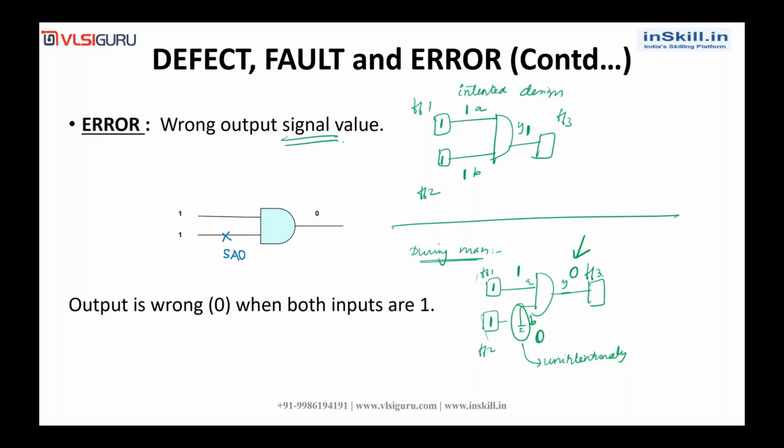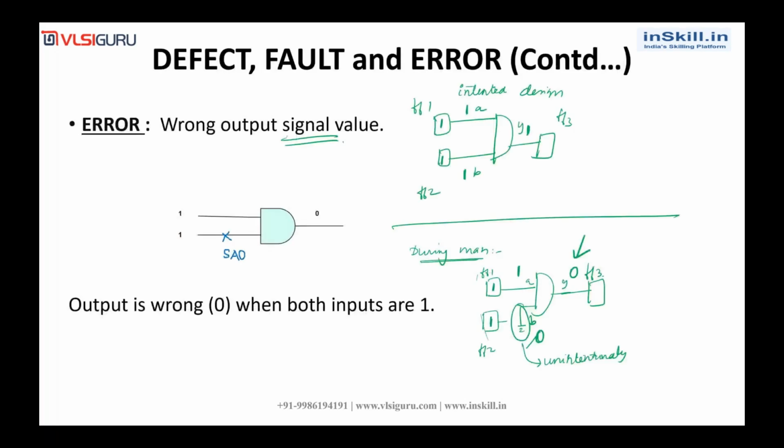So this is the relationship between defect, fault and error. Defect means an unintended physical difference between the hardware implementation and its intended design. Fault means the logical representation of the physical defect. And error means a wrong output signal value. In this case, for this 1-1 pattern, we are getting a wrong output signal value, we are getting 0. So this is the relationship between defect, fault and error.